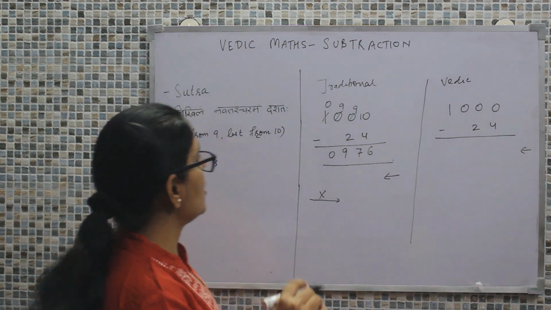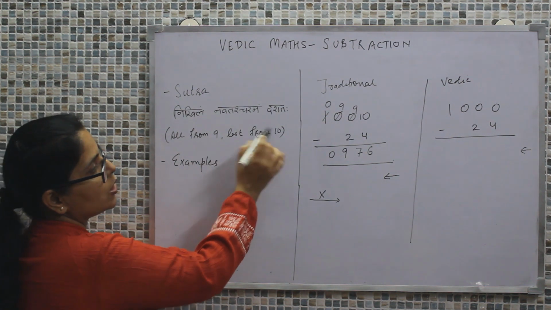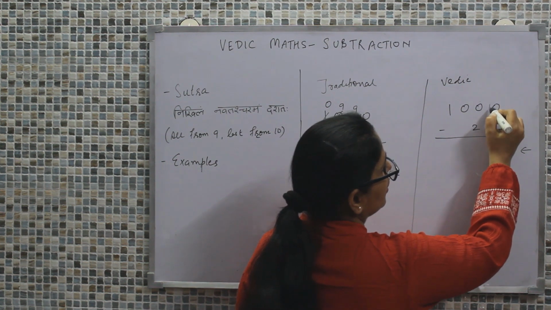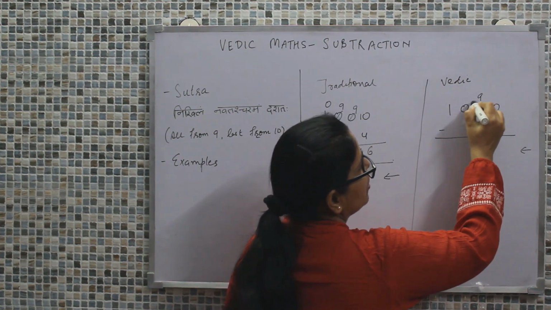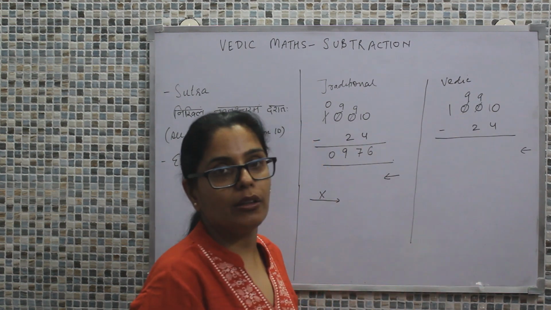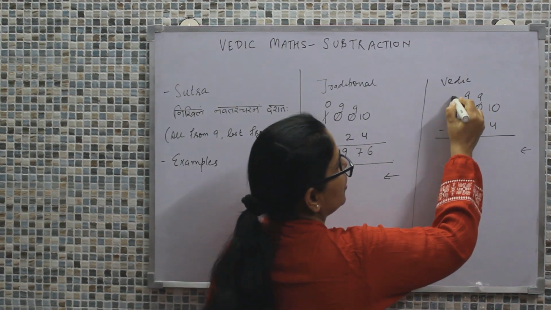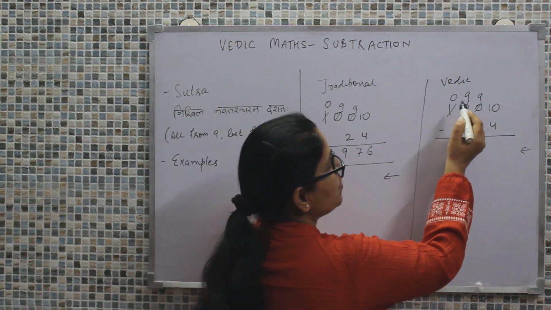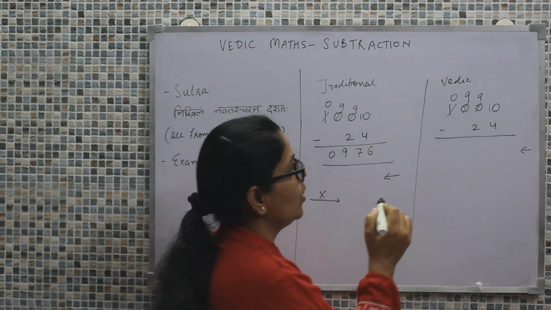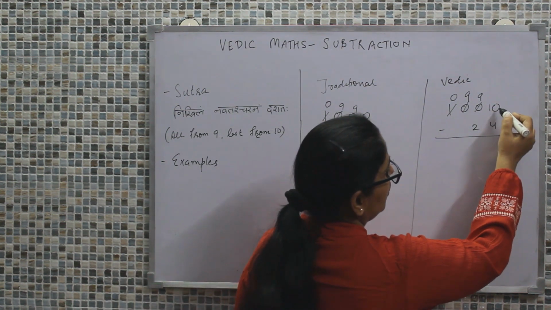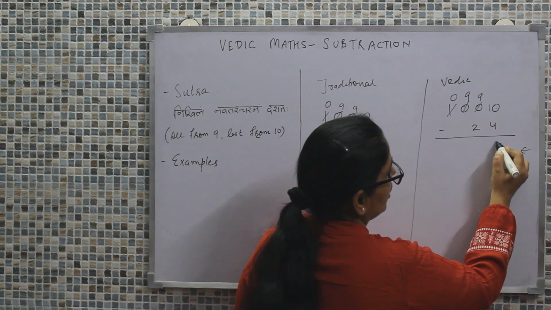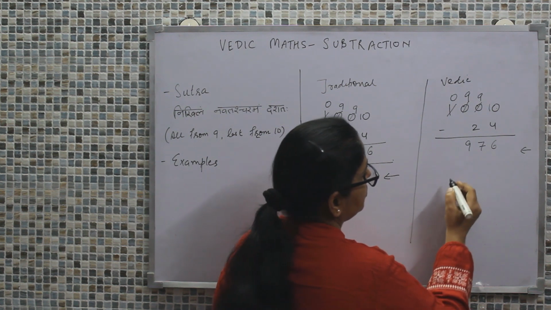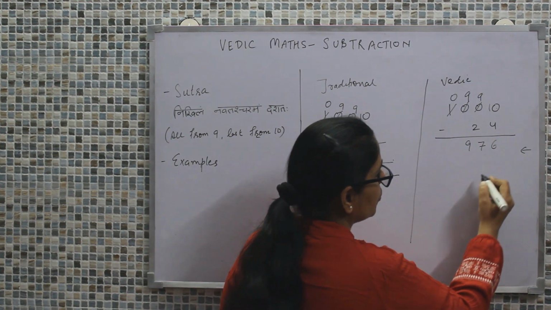Now as the sutra says, all from 9 and last from 10. It means the last number has to be subtracted from 10 and the rest of the numbers have to be subtracted from 9. And the very first number has to be reduced to 0. It means actually it will be reduced by 1. So when 1 is reduced by 1, it gives us 0. Going from right to left, we have 10 minus 4, that is 6, 9 minus 2 is 7, 9 minus 0 is 9, and this way. This was when we did it from right to left.